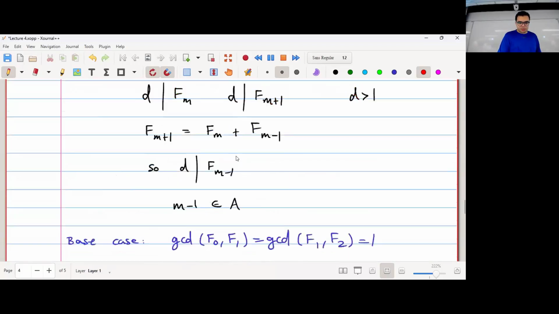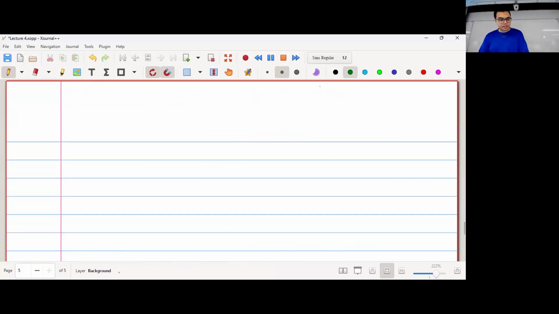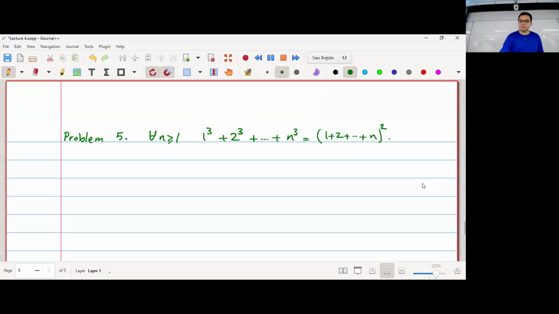Okay, let me do another problem. In 5, I want you to prove for every n that 1 cube plus 2 cube, and so on, plus n cube is equal to 1 plus 2 all the way to n, squared. So the sum of the cubes of the numbers from 1 to n is equal to the square of the sum of the numbers from 1 to n. Okay, let's do this by induction.